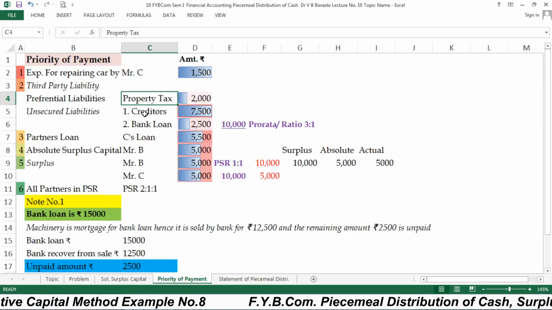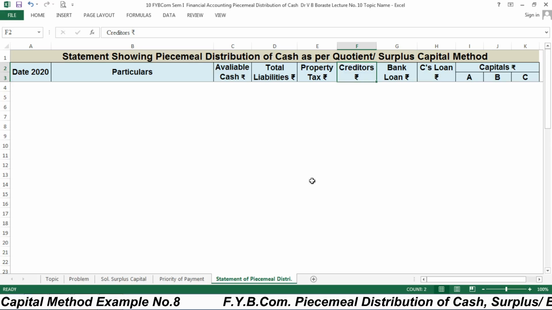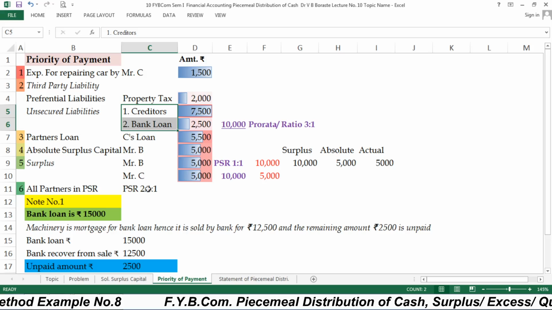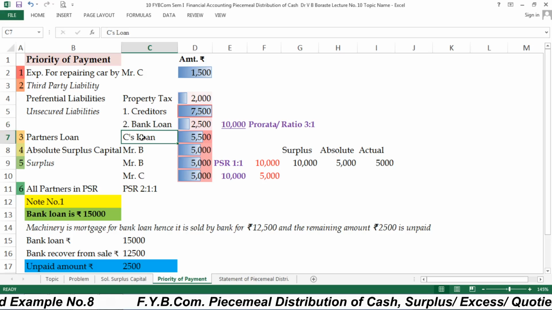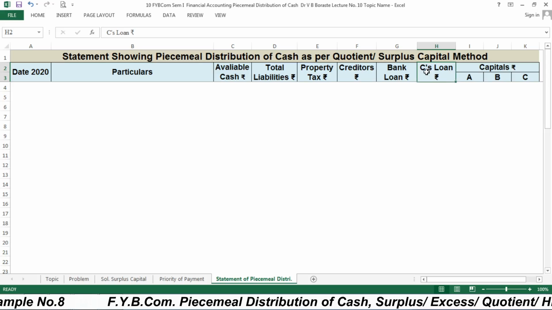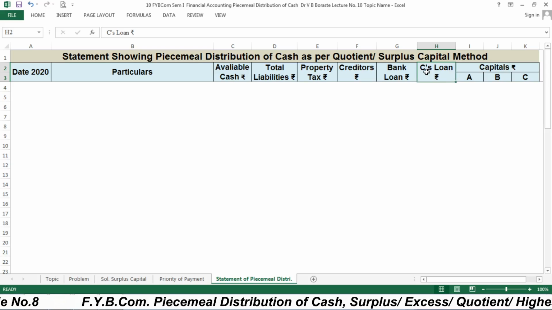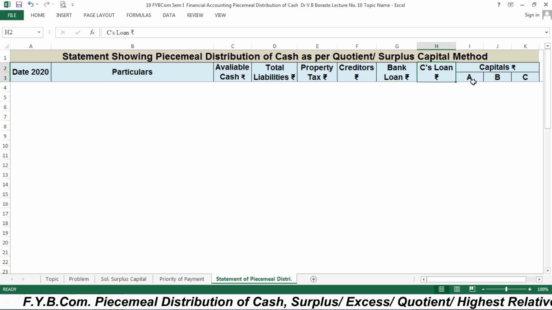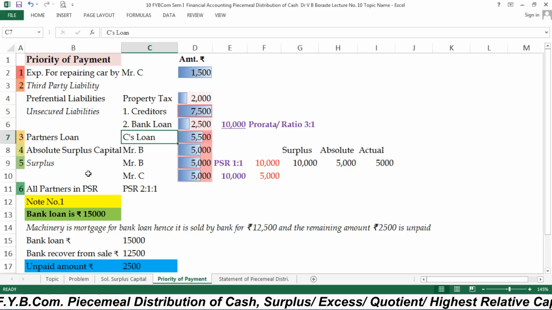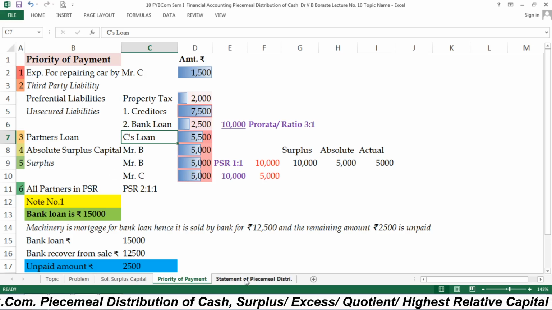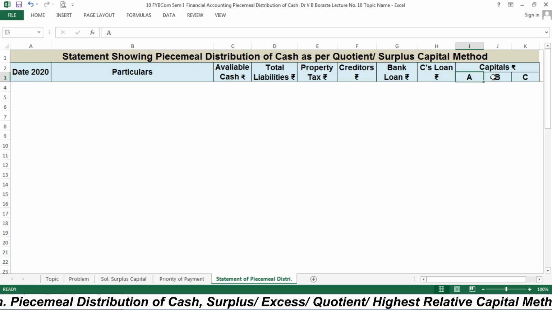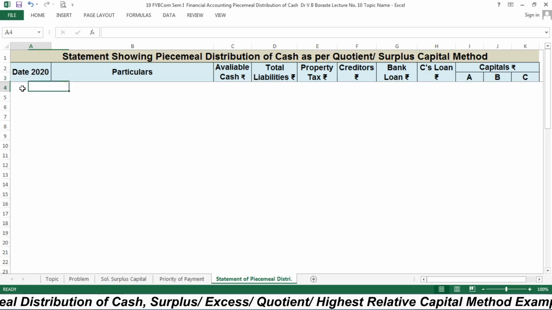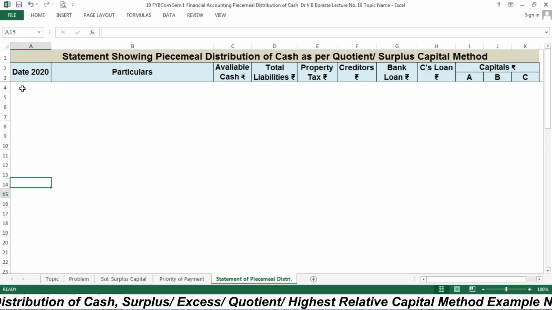After that, the creditors and bank loan columns should be there. So we have here creditors and bank loan columns, and after these two columns we have to prepare a partner's loan column. There is only one partner who gives a loan to the partnership firm, that is C's loan, whose amount we will see later on. Then the final amount, that is all partners' capital. So we prepare a partner's capital column, that is A, B and C. Okay, let us move towards the solution.